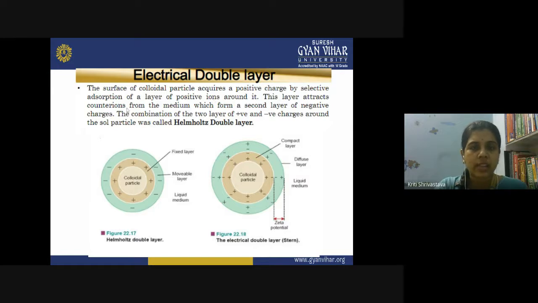This layer attracts the counter ions from the medium, which form a second layer of negative charges. The combination of the two layers of plus and minus charges around the sol particle is called the Helmholtz double layer. So when I am considering only the first layer of positive and negative charge, this is my Helmholtz double layer. And when I am considering the two layers, then it is the electrical double layer.